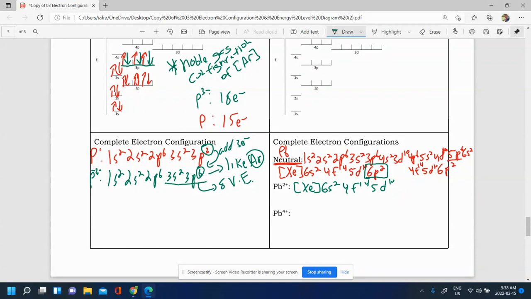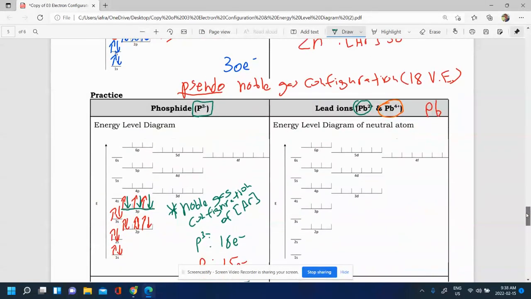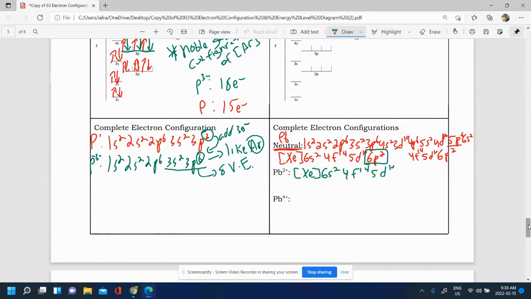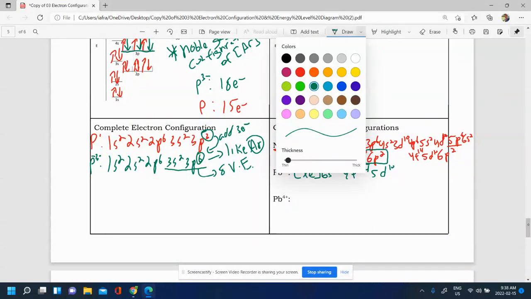So that has now formed our Pb2 plus. And now from here, we can form the 4 plus. That means we're removing 2 more electrons in addition to what we've already removed. And what color did we say that was? We said that was the orange color. So Pb4 plus is the orange color there.